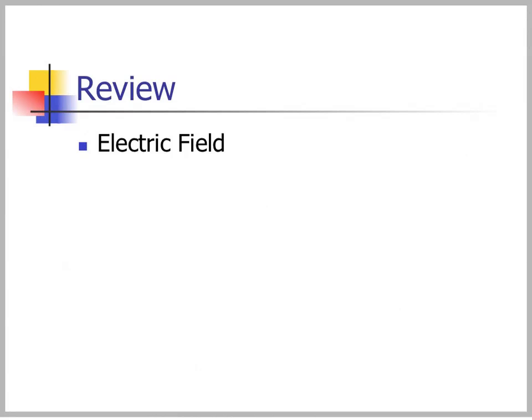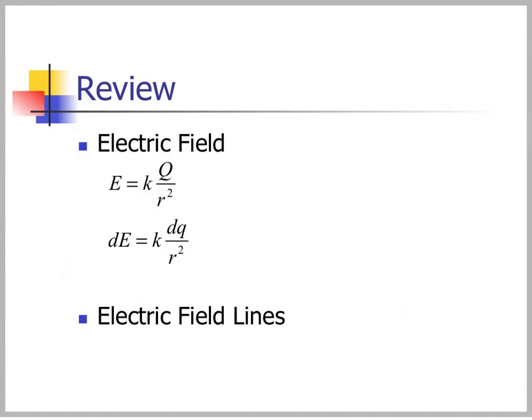So let's review what we talked about today. The first thing we talked about was the electric field. What an electric field is: it's the force per unit charge. The electric field of a point charge is kq over r squared, or if I have a charge distribution, the magnitude of the little bit of field due to a little bit of charge is k dq over r squared, and then I would integrate it to find the total field. And then last we talked a little bit about electric field lines, how to visualize electric fields in space.